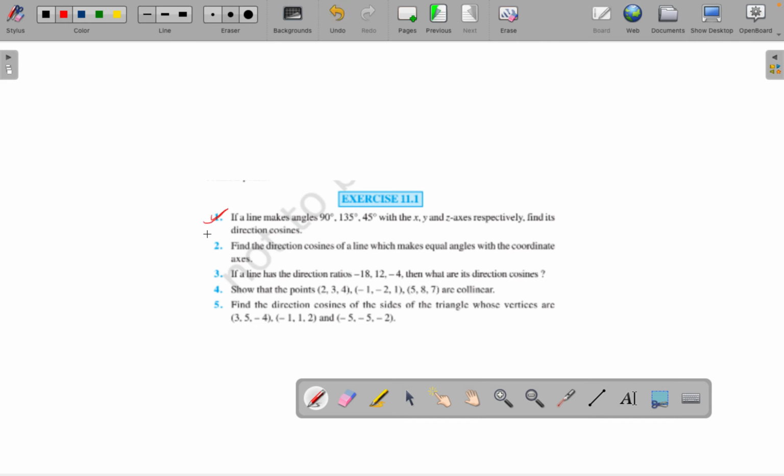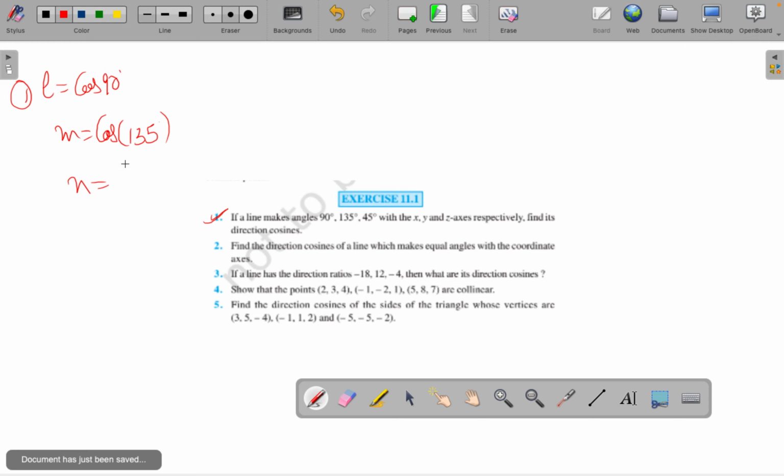For the first question, since the angles are already given to you with the x-axis, y-axis and z-axis, you should know how to make direction cosines. So l is, for the first, cos 90, m is cos 135 and n is cos 45. So this is no problem. Cos 90 you already know. Cos 90 is the same as sin 0. So this is 0, right?